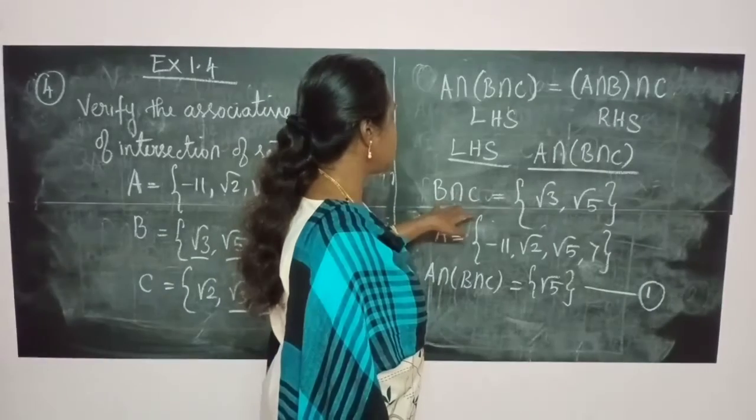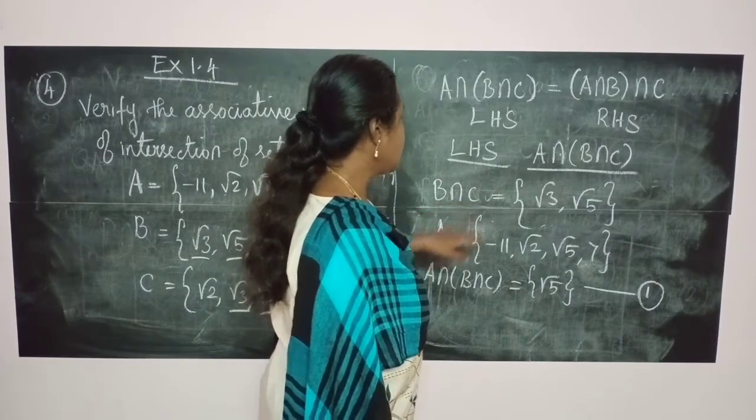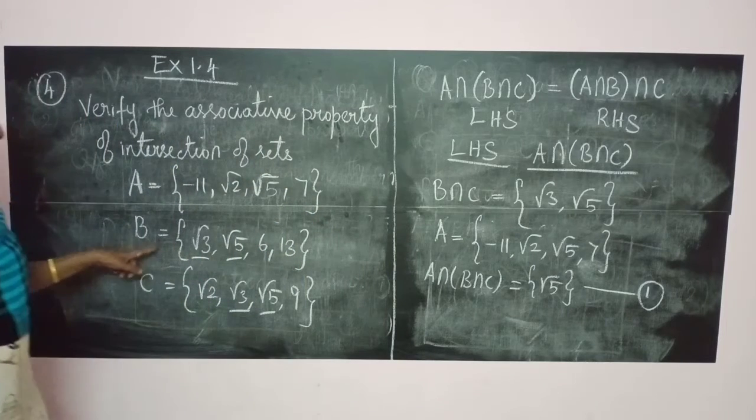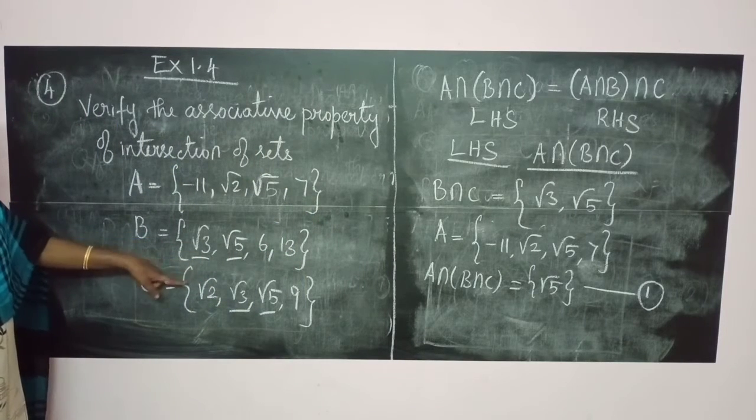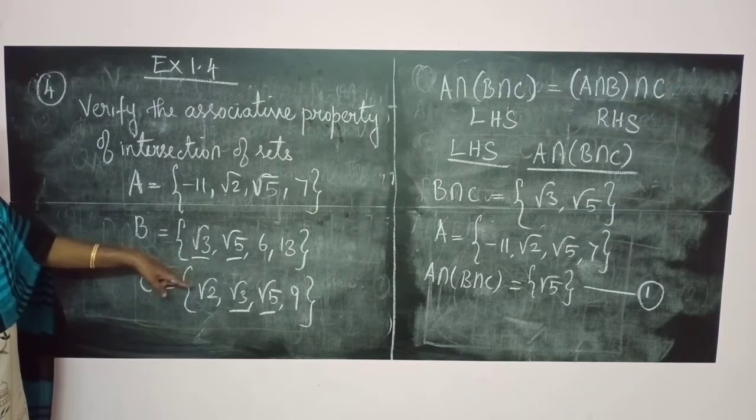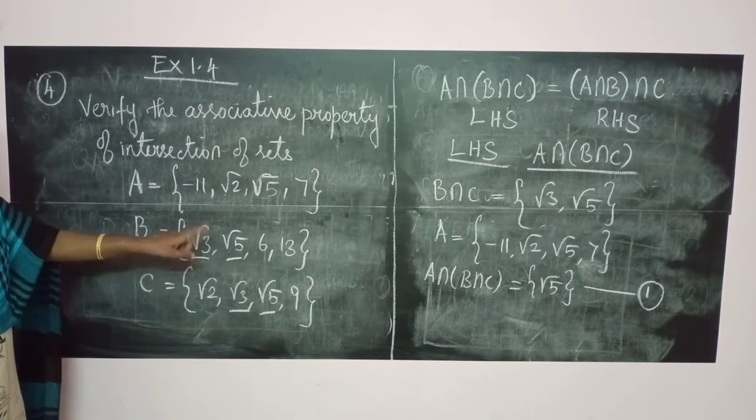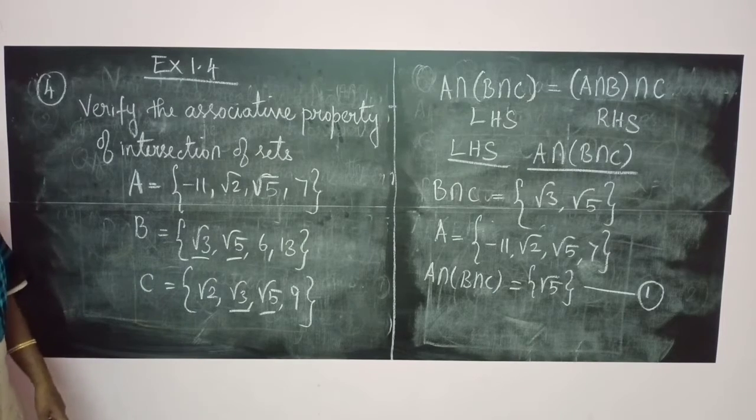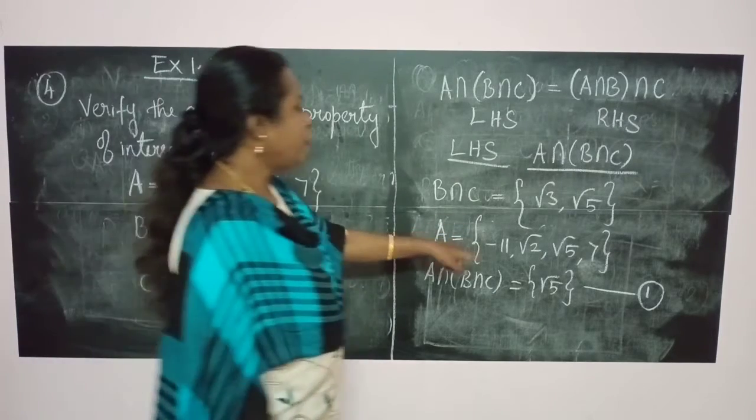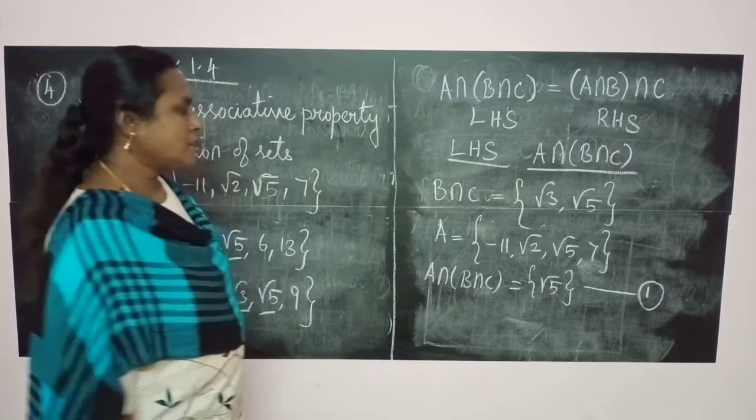B intersection C is the elements common in B and C. What are the elements common in B and C? 2 is not in both the sets. So root 3 is common in both the sets. Root 5 is common in both the sets. Other numbers are not common, isn't it? So root 3 and root 5 are common in B and C.